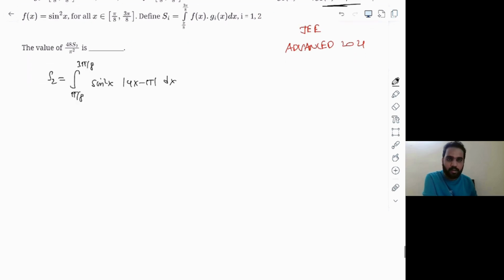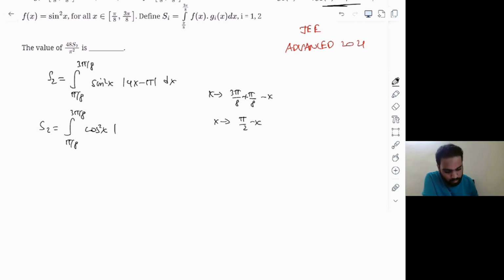Okay, so once again, don't fall for the trap that you need to use integration by parts here. The thing is, again go for King's rule. That is, you can replace x with a plus b minus x, that is 3 pi by 8 plus pi by 8 minus x, which would mean replacing x with pi by 2 minus x. So let's do that. S2 is equal to the integral from pi by 8 to 3 pi by 8, sine square x obviously changes to cos square x here, and this is nothing but modulus of.